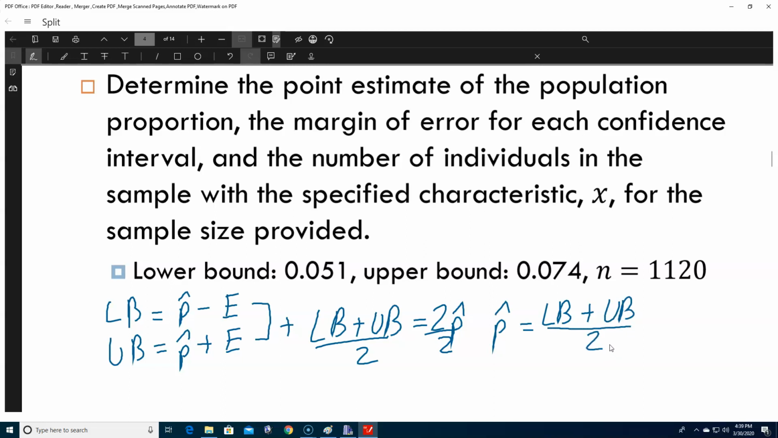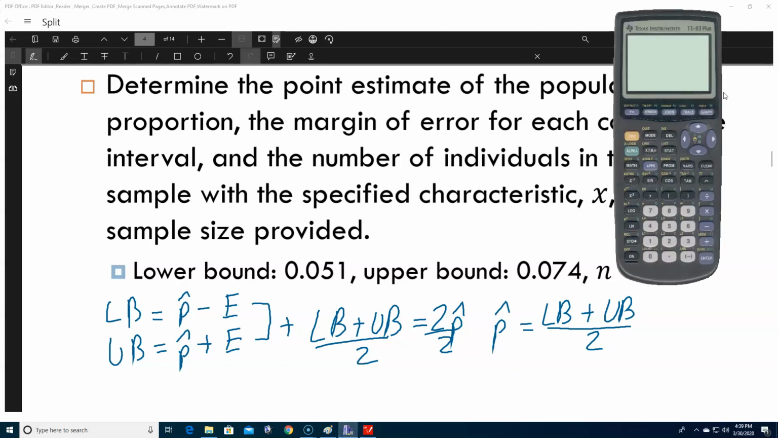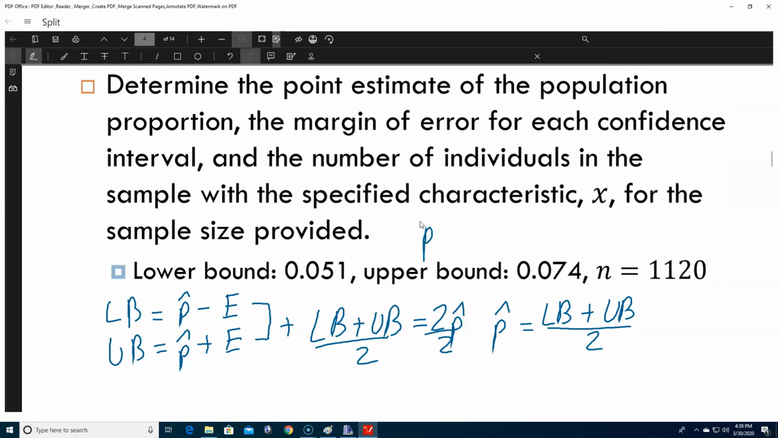So to do that, we're pretty much there. We could just plug that into the calculator and figure out what p hat is equal to. So lower bound is equal to 0.051, upper bound 0.074. I'm adding those two things together, dividing by 2, and I get p hat. P hat is equal to 0.0625. That's p hat.